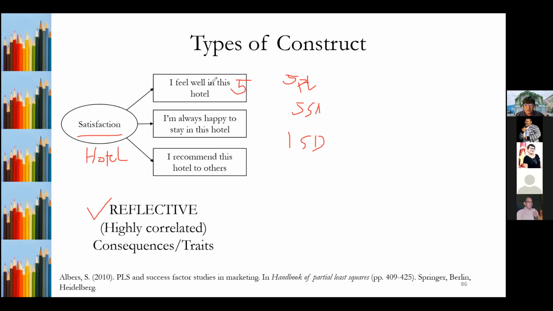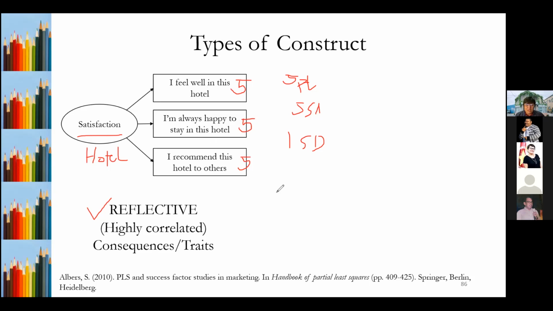Now, if you felt well in that hotel, and you were asked, I am always happy to stay in this hotel. So most probably, if you felt well in that hotel, most probably you're going to be happy to stay in that hotel. Okay, so most probably your answer here is 4 or 5. Agree. So let's have a score of 5. And of course, if you felt well and you were happy to stay in that hotel, most probably you're going to recommend this hotel to others. And let's say your answer is number 5, also strongly agree.